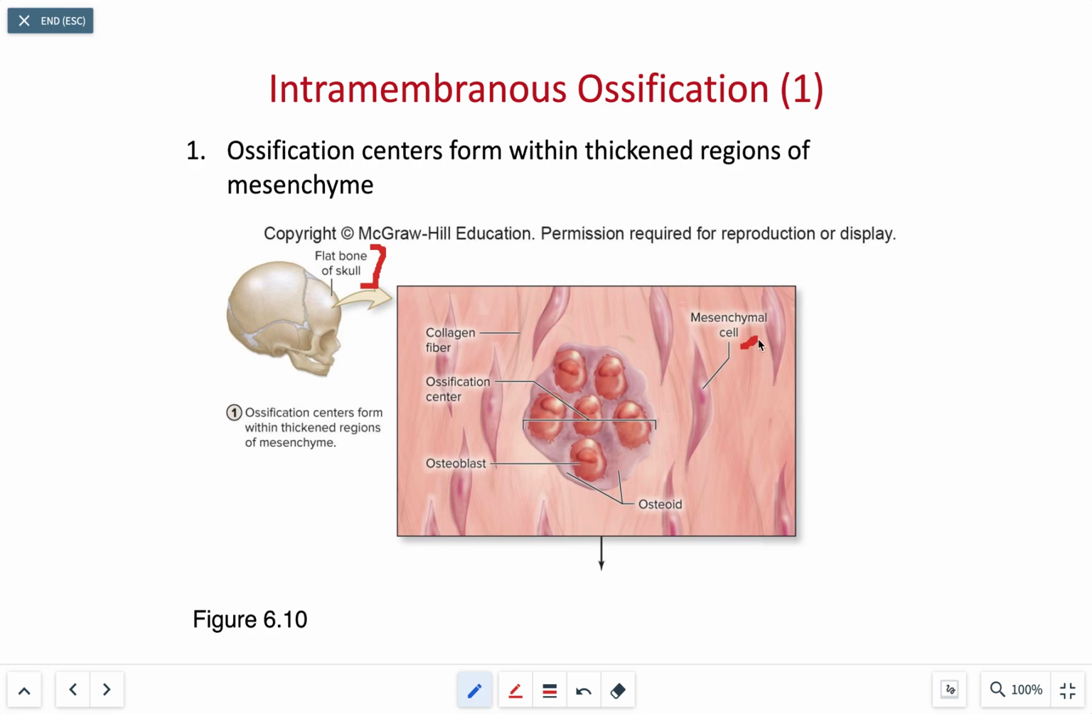We're going to particularly pay attention to the mesenchymal cells. These are going to begin division, and remembering that one of these mesenchymal cells will become another mesenchymal cell, and the other becomes a committed cell, which will then eventually become an osteoprogenitor cell, and some of the cells are going to then become osteoblasts. This collection of osteoblasts is called an ossification center.